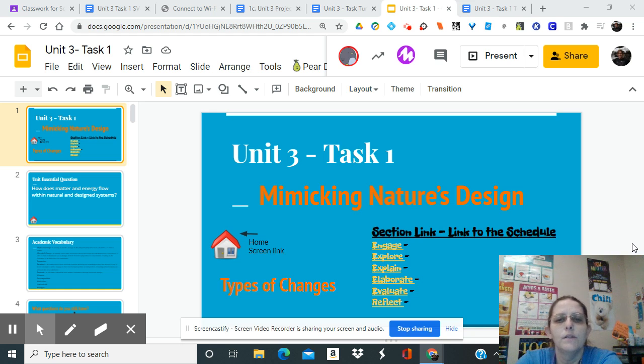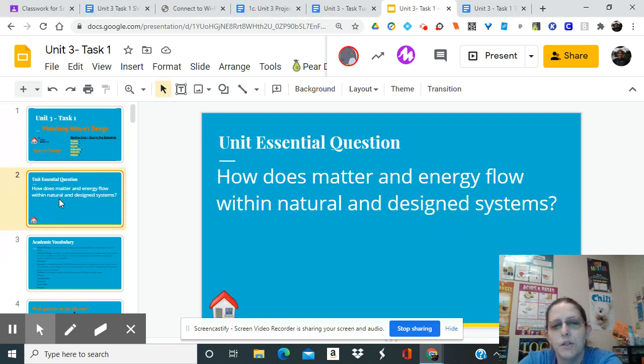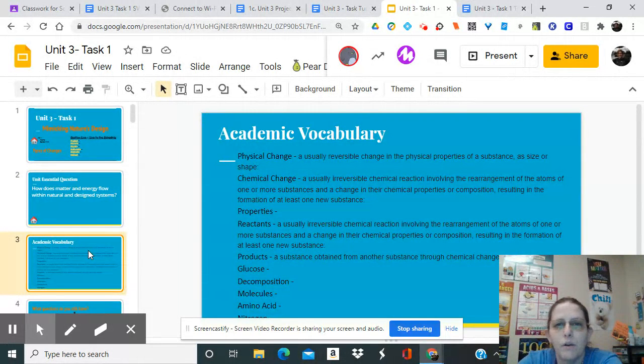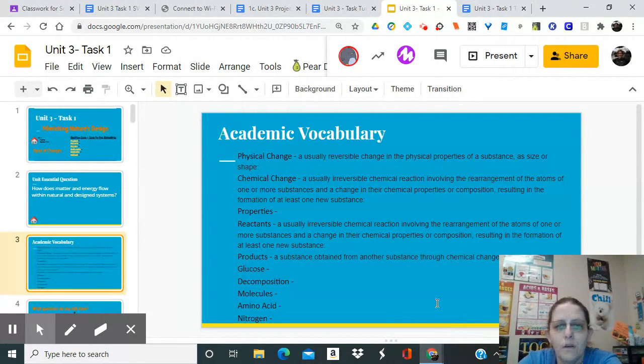Hello, so this is Unit 3, Task 1, Mimicking Nature's Design. So we're going to start out with our unit essential question: how does matter and energy flow within natural and design systems? Some of our vocabulary that we will be learning about this quarter would be physical changes, chemical changes, properties, reactants, products, glucose, decomposition, molecules, amino acids, and nitrogen.